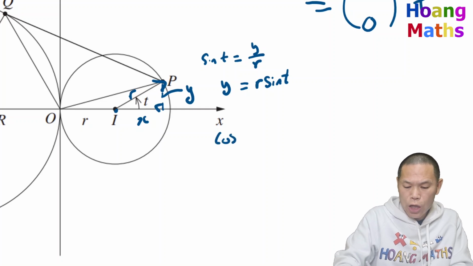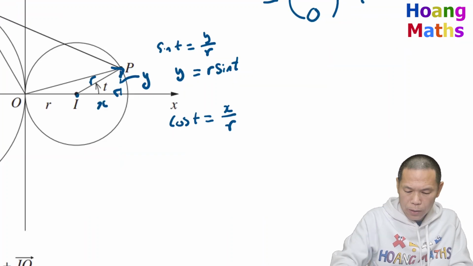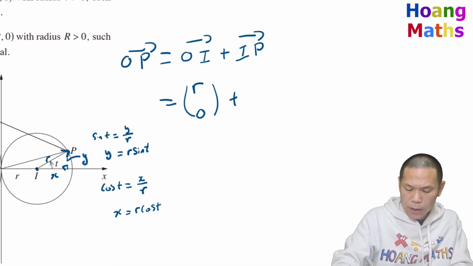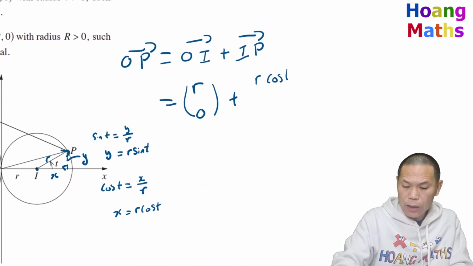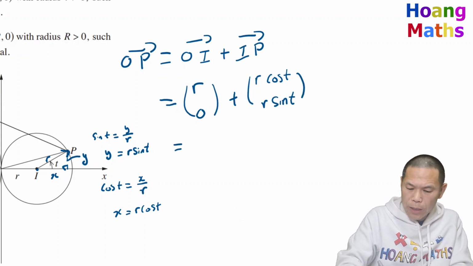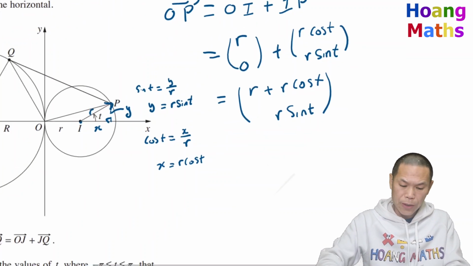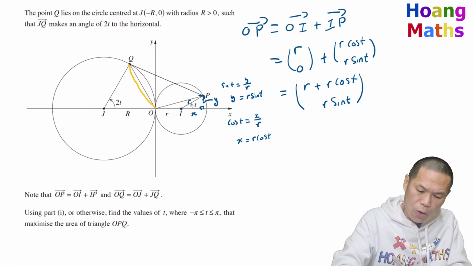So cos of T is equal to X over R. So X is R cos T. So this means that IP is R cos T, and this is the Y component, that is R sine T. So that will give me R plus R cos T, and then this is R sine T. So this is OP.